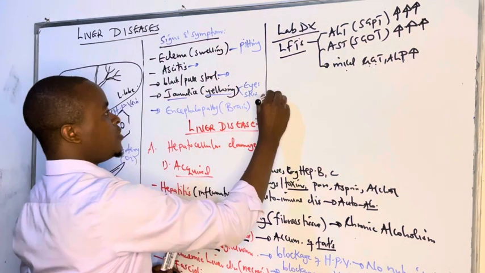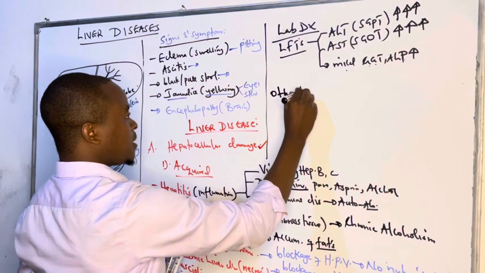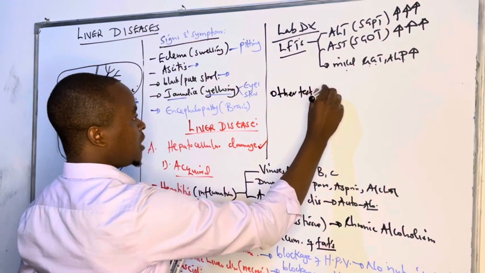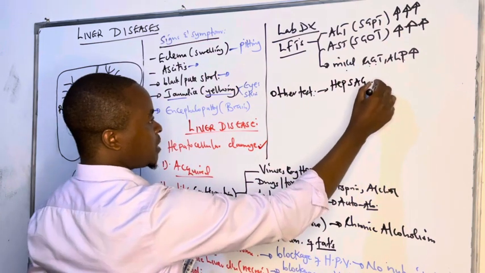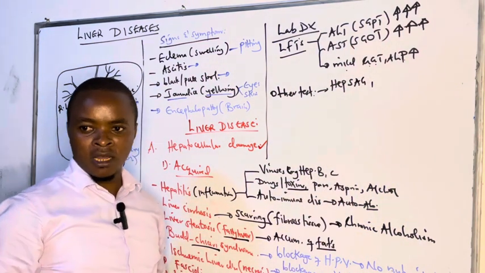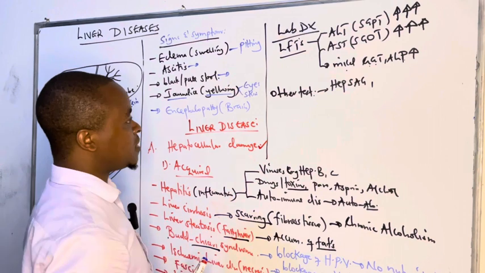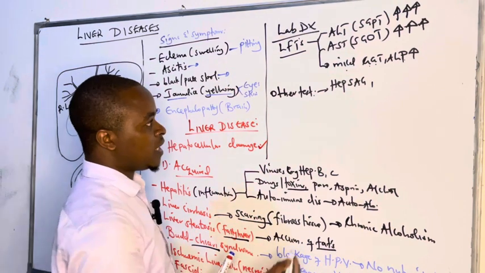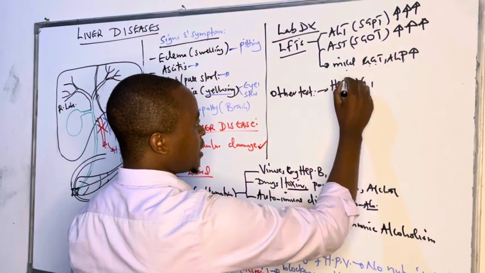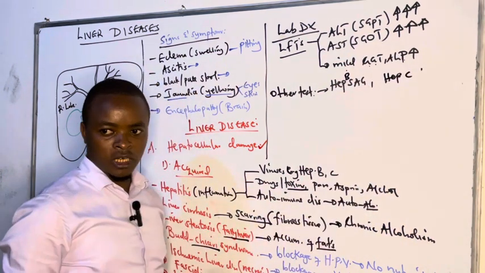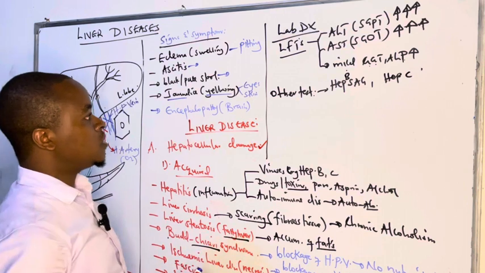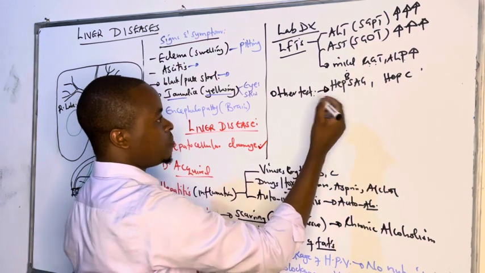Other tests you can do: you can request a hepatitis surface antigen test, or a hepatitis core or surface or envelope test, to rule out any viral hepatitis. You can also do hepatitis B serology. You can do that, or you can use ELISA or PCR.